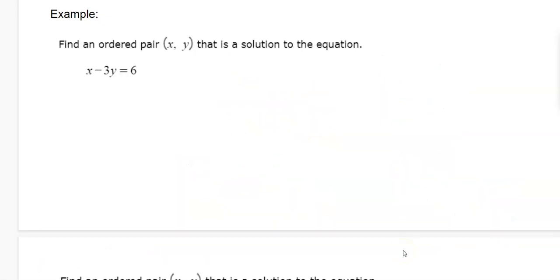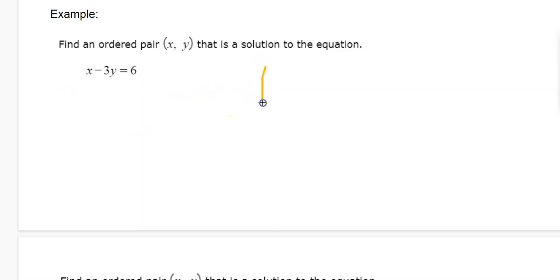Find an ordered pair x, y that is a solution to the equation. So we've got the equation here, x minus 3y equals 6. So here's the deal. This time, you have to come up with an x and a y that makes this a true statement. And it could be any number you want. So the way I normally tell students to do this is, simply pick a value for anything you want.